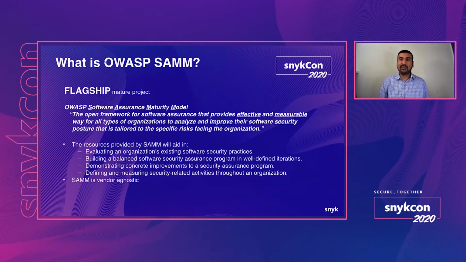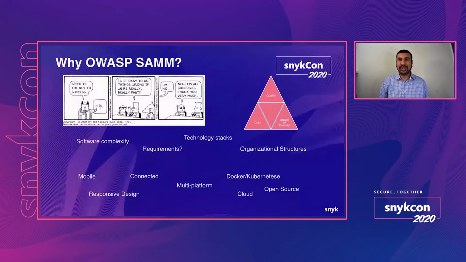Now, why do we need a model like SAMM? In a quest to increase speed, today's organizations are growing in complexity, and many times there are no clear security requirements. As a result, almost 75% of the vulnerabilities are application related. If you look at the latest security breaches like Equifax or Capital One, they are more application related. To standardize security activities in such a complex software environment, we need a model like OWASP SAMM.